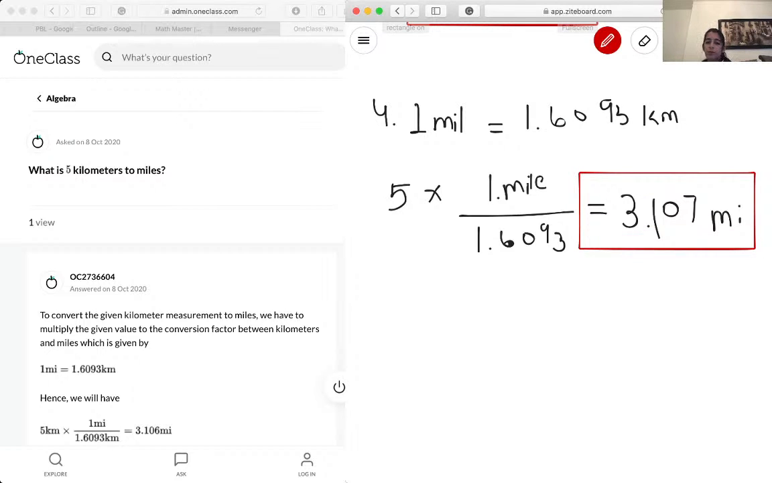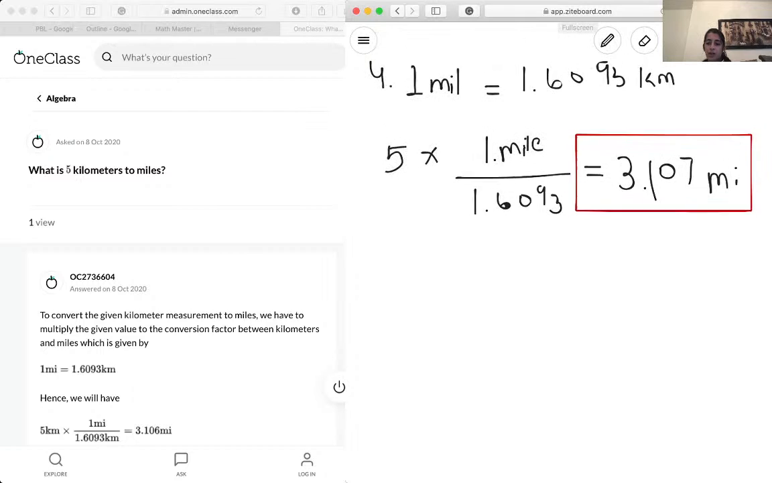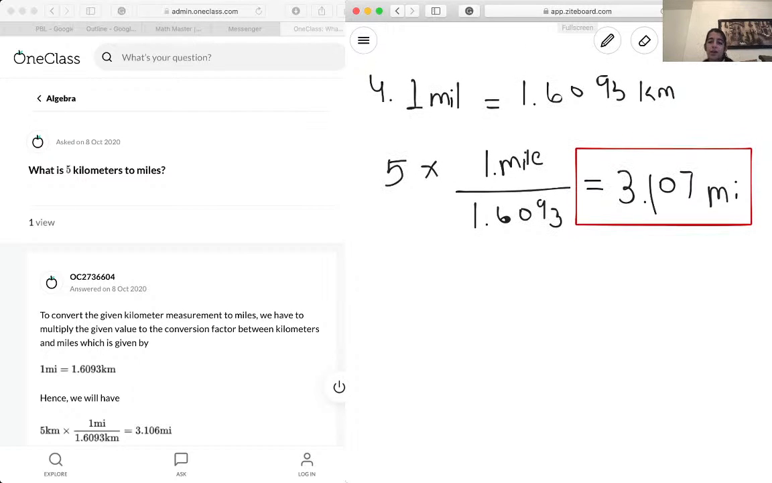Always just remember, when you're given a conversion question, the first thing to do is figure out the conversion factor, and then see if you have to divide by the conversion factor or multiply by the conversion factor to get your final answer.